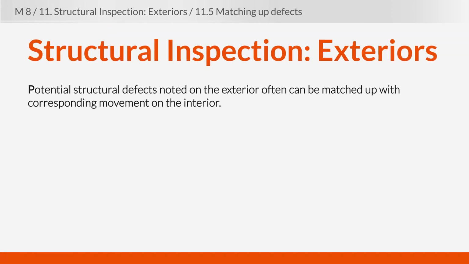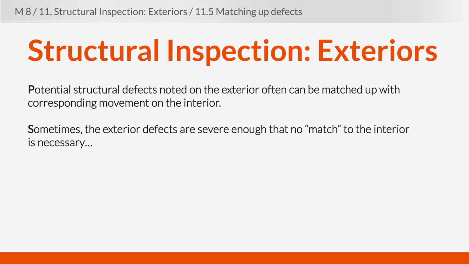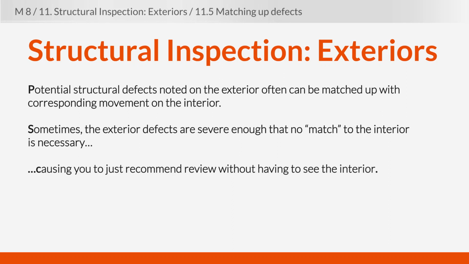Potential structural defects that you see on the exterior often can be matched up with corresponding movement that you'll see when you get to the interior of the home. Sometimes, though, the exterior defects are severe enough that no match to the interior is necessary, causing you to simply recommend review without having to see any part of the interior.